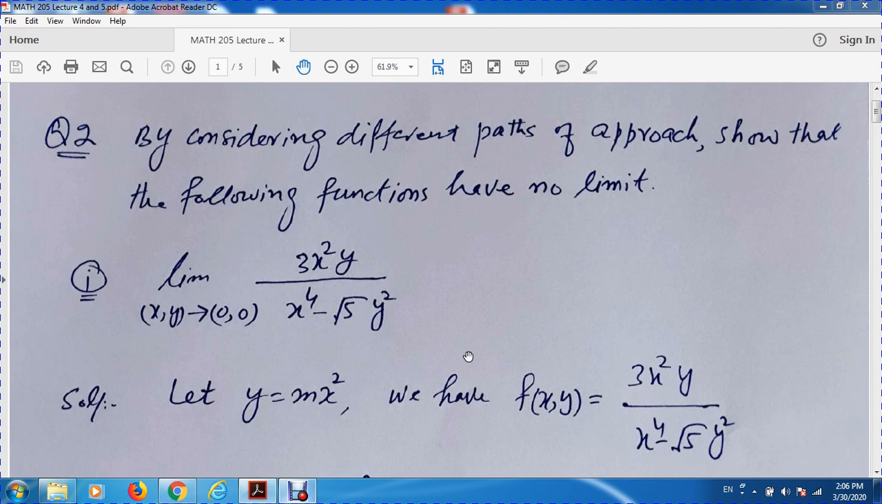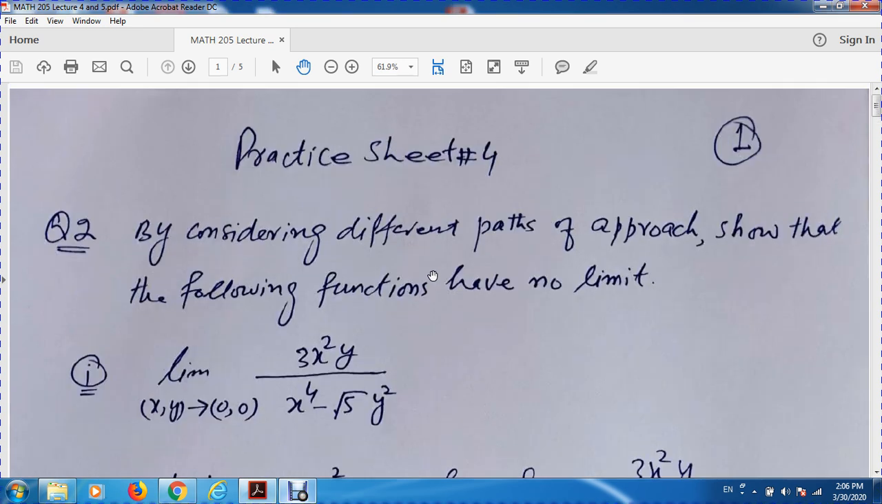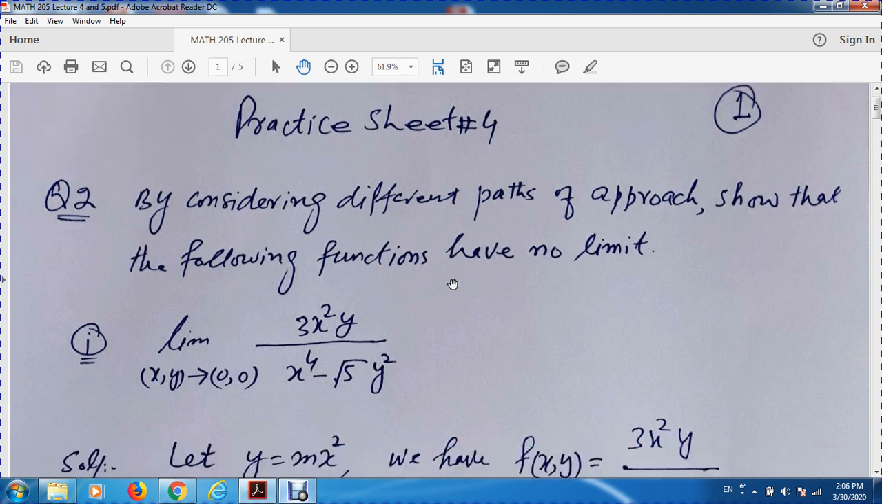I hope everyone is fine at home and you have already done the homework. So today we will continue our previous lecture. If you remember, last time we were discussing limits. Today I will continue in the same way. We will start with your practice sheet number 4, question number 2.